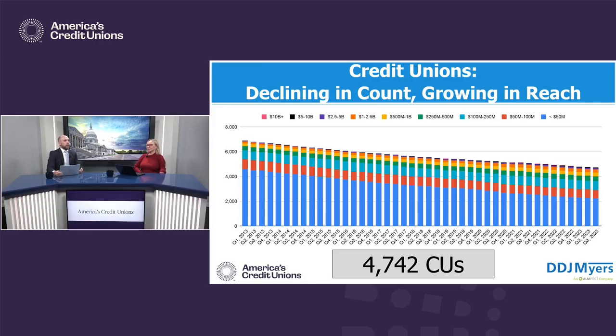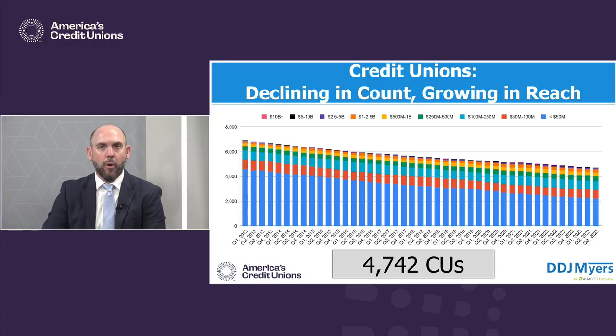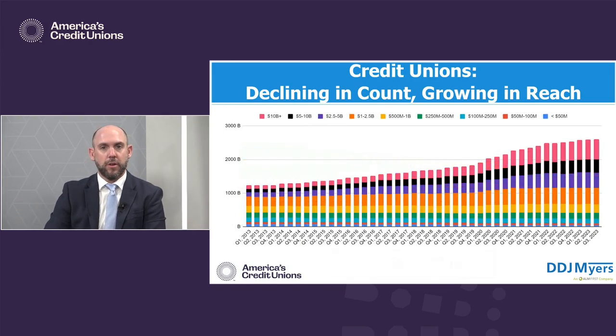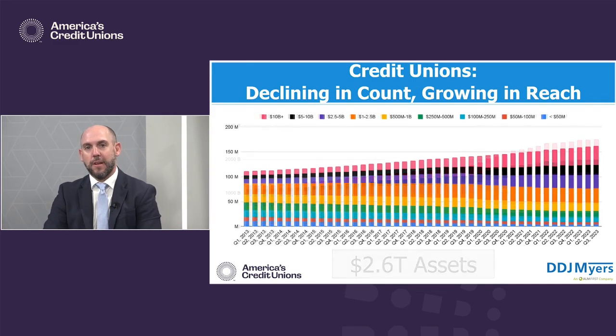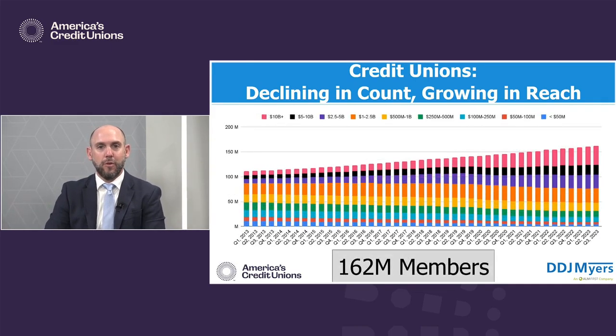Yeah, welcome everyone. So, a little background here. Inside of credit union land, the industry continues to change. There's a decline in count over the years, this is an 11-year timeline, but we're growing in our reach. There are 2.6 trillion in assets, per the latest quarter's data, and 162 million members that the credit union industry impacts.